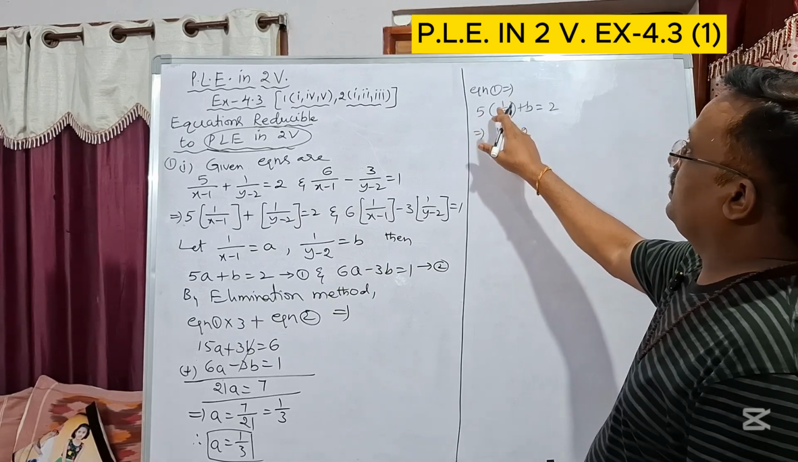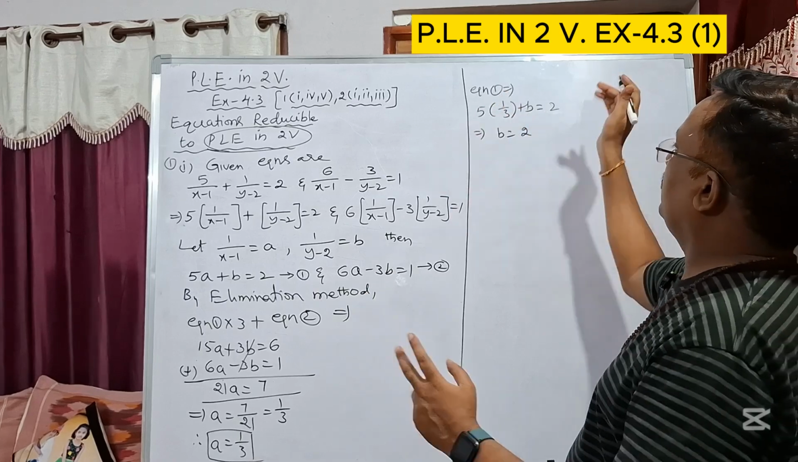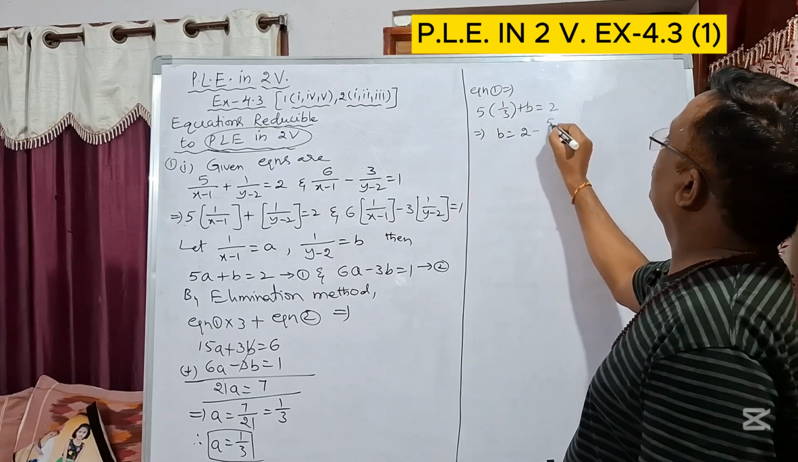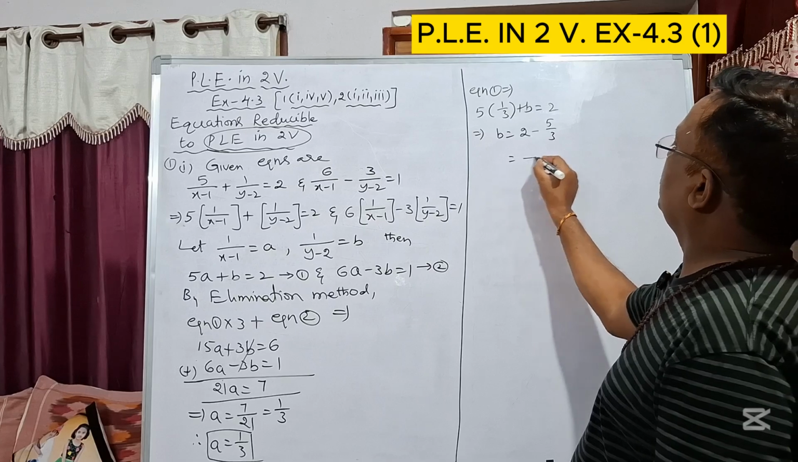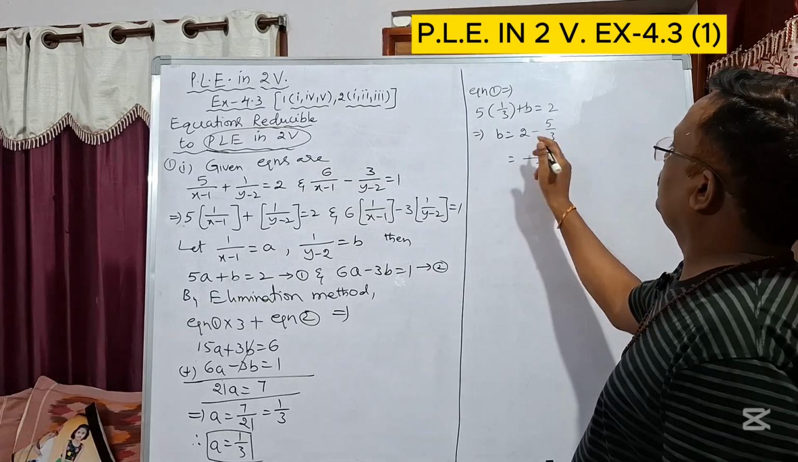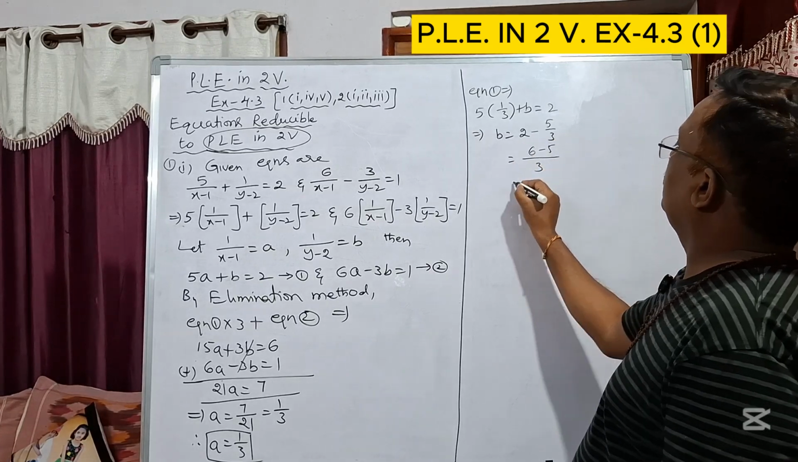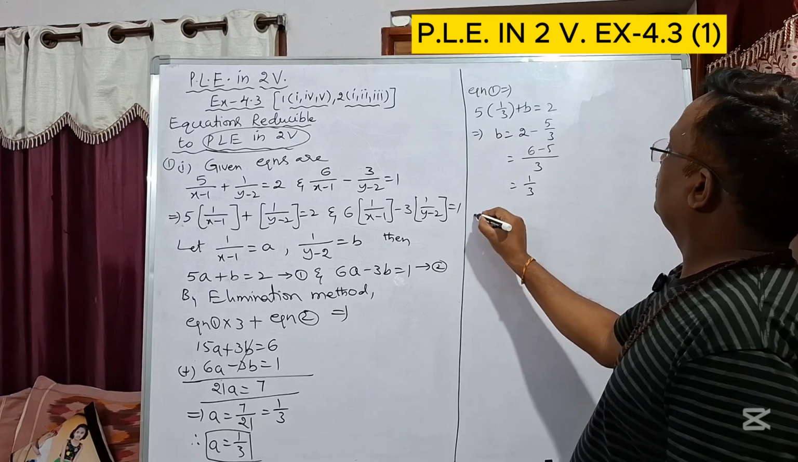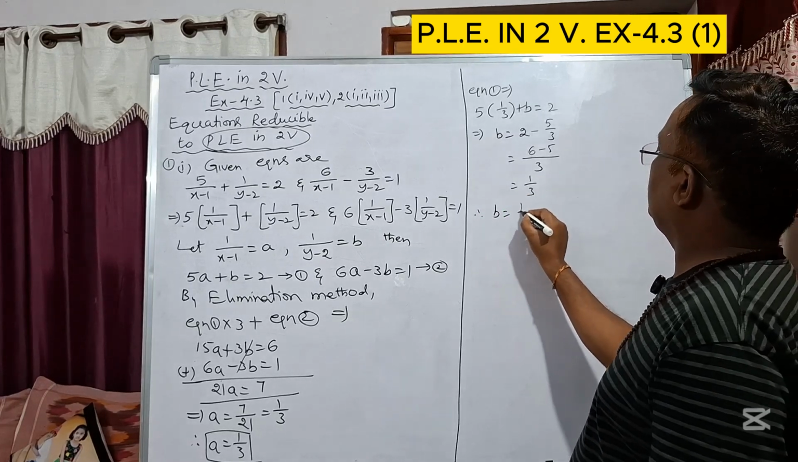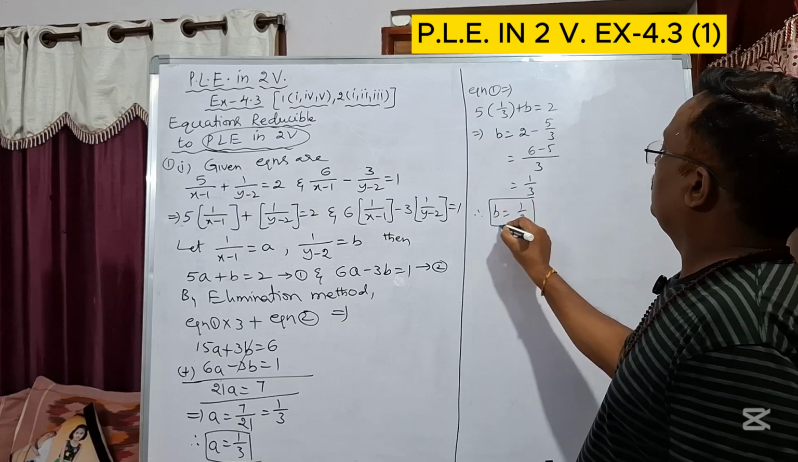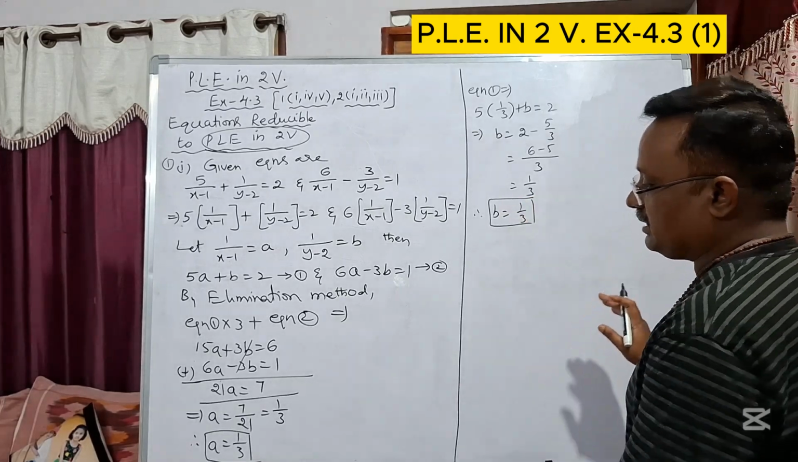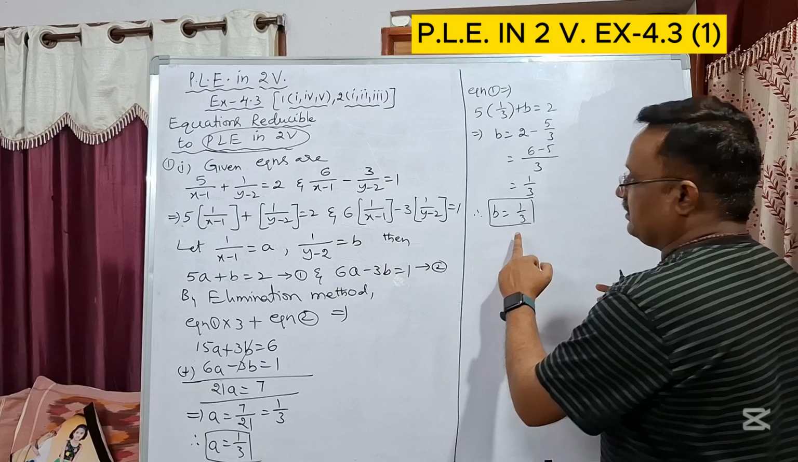5 into 1 by 3 will become 5 by 3. When it goes to the other side, it will become minus 5 by 3. So now solve it. 3 is the LCM. 3 twos are 6, minus 5, which is equal to 1 by 3. Therefore, b equal to 1 by 3 we got. Is that clear? So these are the new variable values.